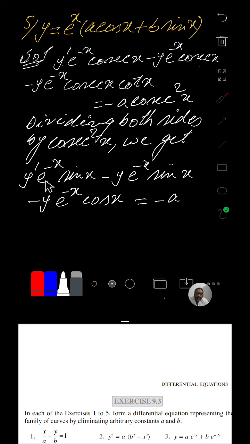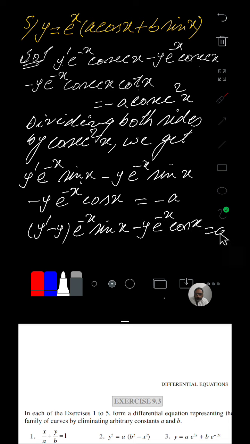Taking e raised to the power x sin x common out of the first two terms, we have inside the bracket y dash minus y e raised to the power minus x sin x, and the third term becomes the second term, y e raised to the power minus x cos x is equal to a. Now differentiating this with respect to x again.